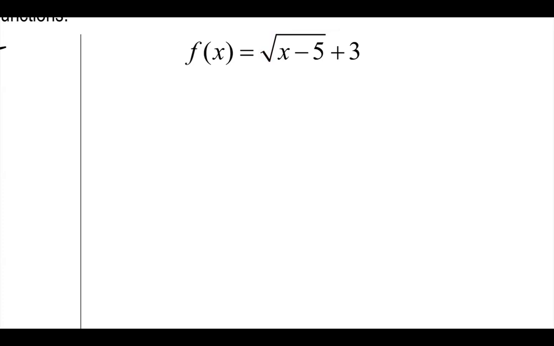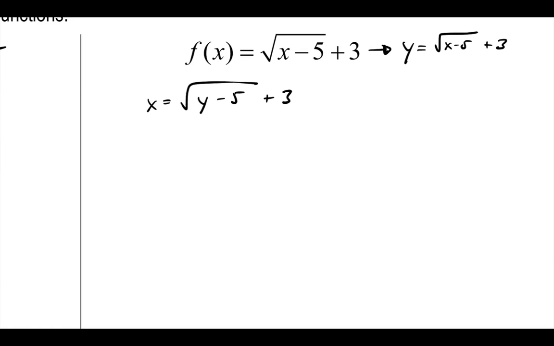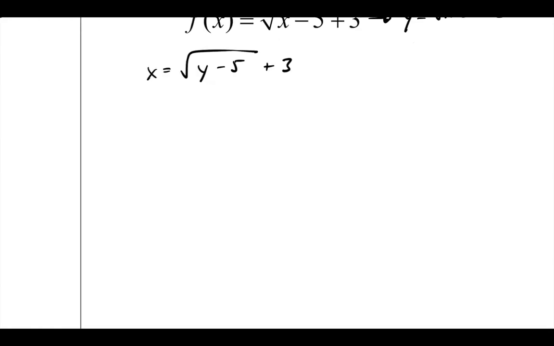And then it had a subtraction there. It better have a +5 now and a -3 then. Okay, so let's do the steps. That's how I know it'll be the right answer. So let me change this to y equals square root of x minus 5 plus 3. Okay, swap them. X equals square root of y minus 5 plus 3. Solve for x. Subtract 3 from both sides.